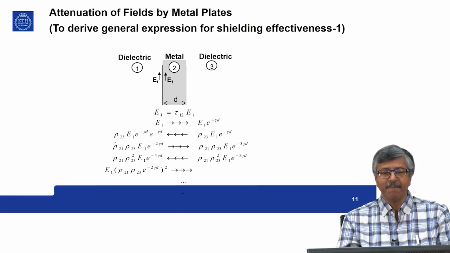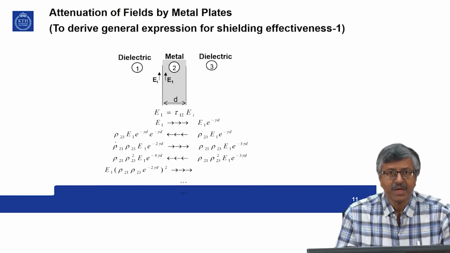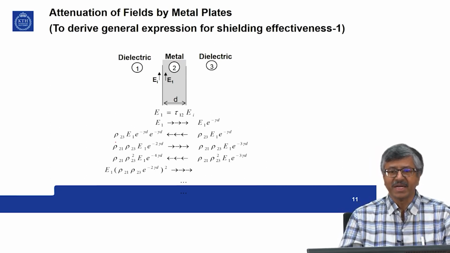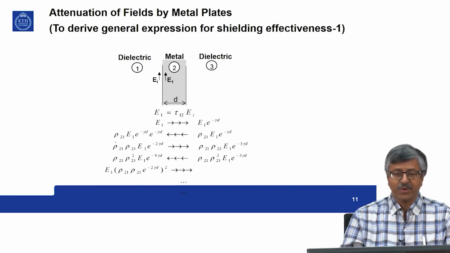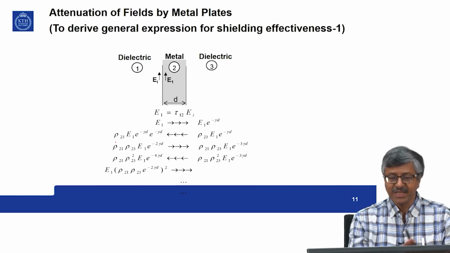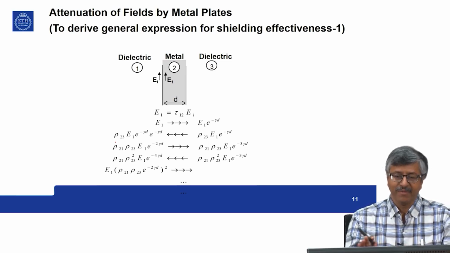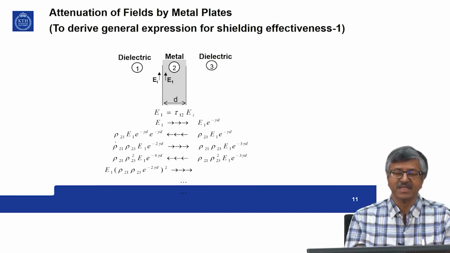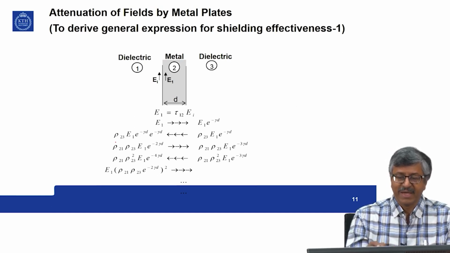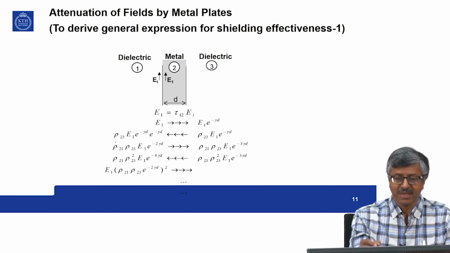Attenuation of phase by metal plates. Now, to derive the general expression for shielding effectiveness, let us make an attempt by tracing the wave all the way for several cycles and forming an infinite series and simplifying that. You can try this mathematics at home, but here some of the important steps are given.